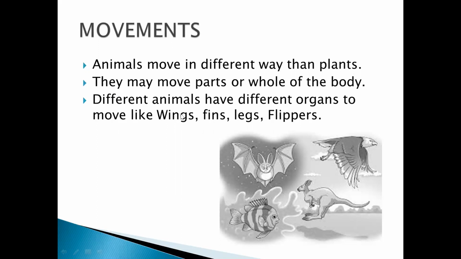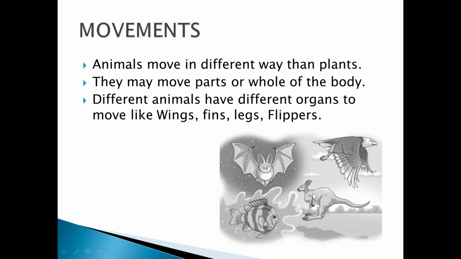When I say that they use their parts, examples are that they may use their wings, their fins, their legs, and their flippers to move from one place to another. Let's take an example of this fish. All of you know that this fish has fins, which help it to move in water. This bat and this eagle use their wings to fly in the air, to move from one place to another.